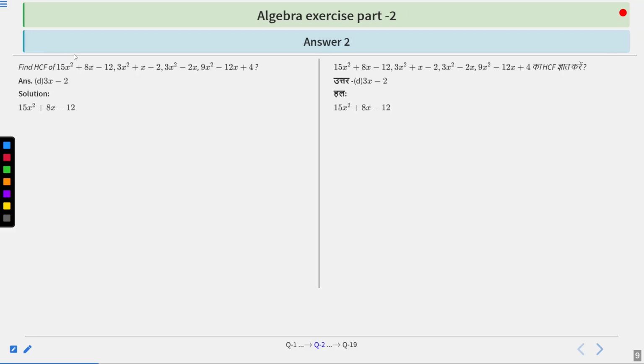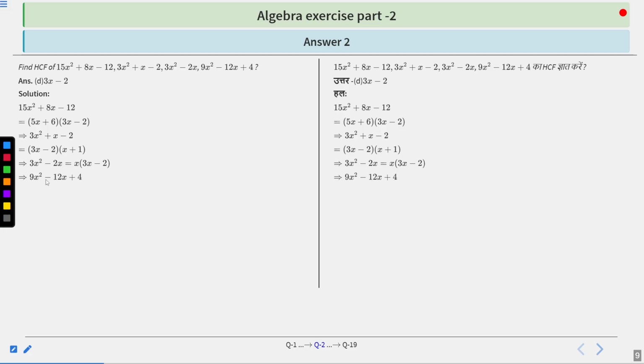First was 15x² + 8x + 2. So the factors are 5x + 6 into 3x - 2. Next was 3x² + x - 2. Its factors are 3x - 2 and x + 1. Next was 3x² - 2x. That can be written as x into 3x + 2.